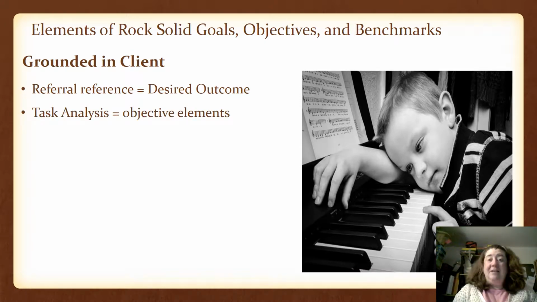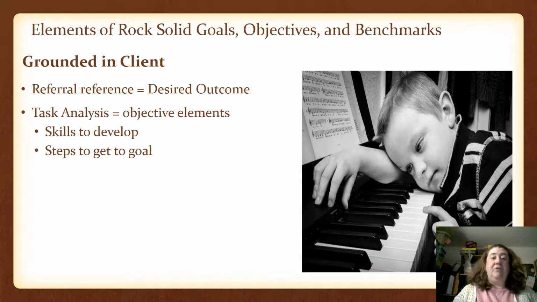Our task analysis offers us the objective elements. What are we going to work on? How are we going to get our client from where they are to where we want them to be? This provides us with a list of the skills to develop or also the criterion to get to our goal, the steps that we might need to go. So skills might include social skills, communication skills, academic skills. The steps tell us what we need to do when. What is the most important? What is the most foundational element? And then we build on that.